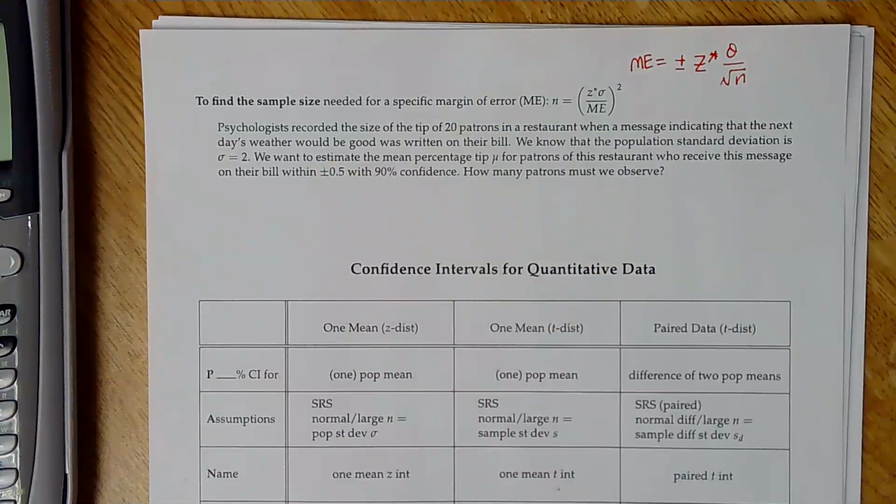Psychologists record the size of the tip of 20 patrons in a restaurant when a message indicating the next day's weather would be good was written on their bill. We know that the population standard deviation sigma is equal to 2, and we want to estimate the mean percentage tip mu for patrons of this restaurant who receive this message on their bill within 0.5. So that would be my margin of error with a 90% confidence. So how many patrons do we need to have in our sample here?